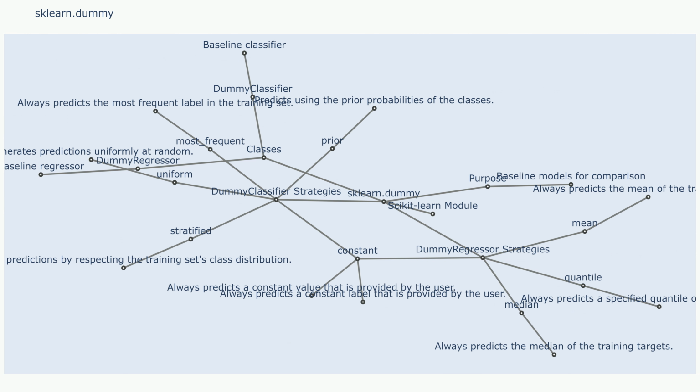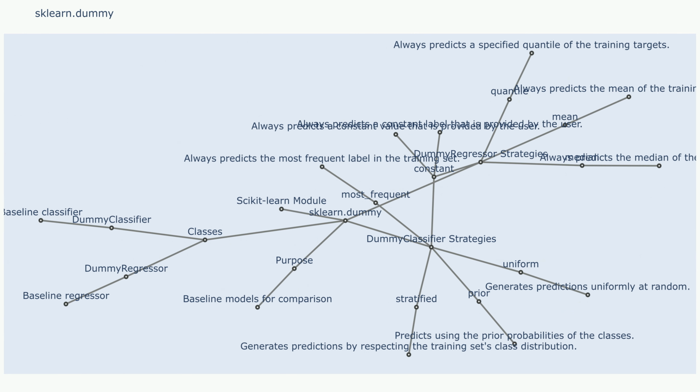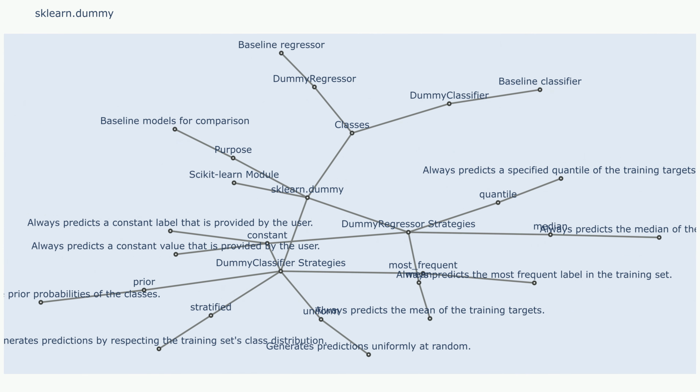5. Example usage. Python. from sklearn.dummy import DummyClassifier. from sklearn.datasets import load_iris. from sklearn.model_selection import train_test_split. from sklearn.metrics import accuracy_score. Load iris dataset. iris = load_iris(). X = iris.data. y = iris.target.